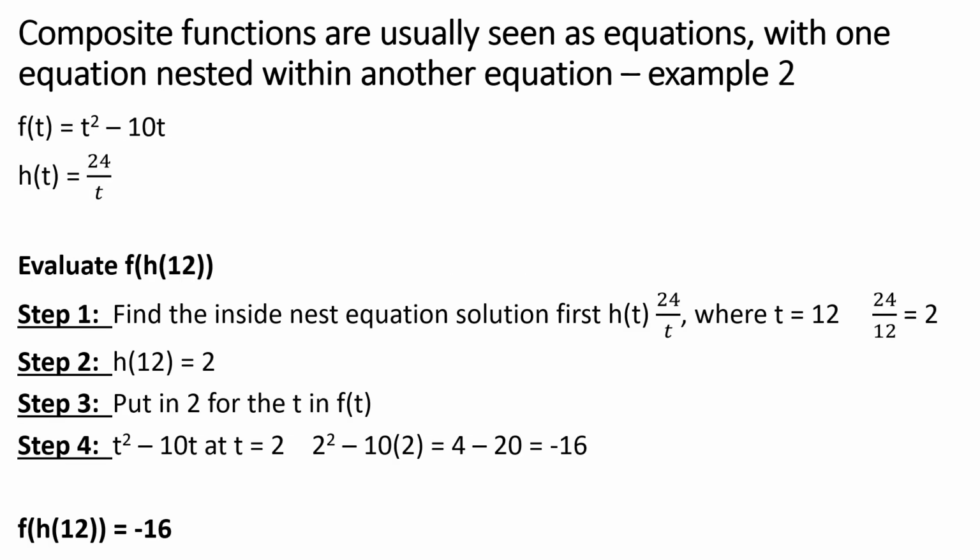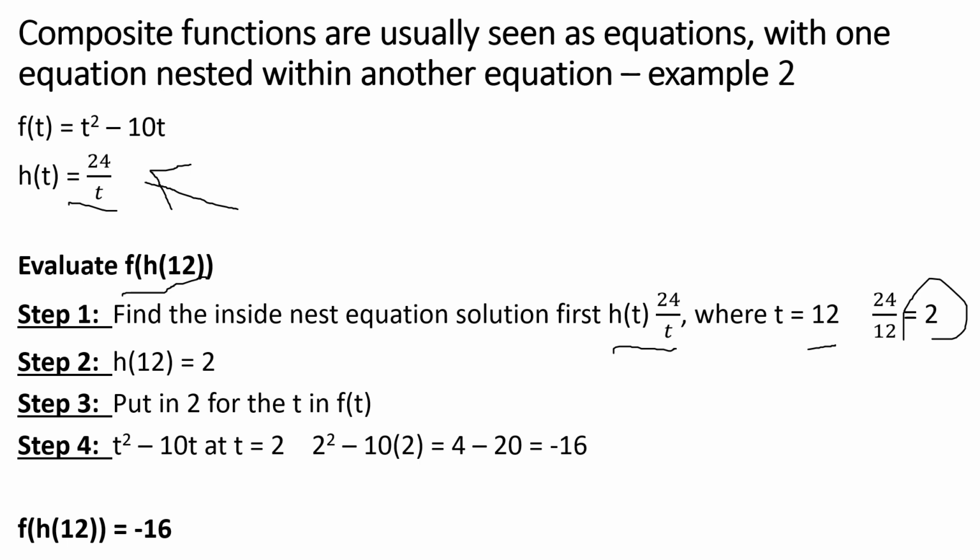Here's another one. Composite functions are usually seen with equations, and again we're doing the nested component. I'm looking for f of h of 12, which means the nested function is the h of t right here, and wherever I see a t, I'm going to put in 12. So my nested function is 24 over t. t is 12, and when I put in 24 over 12, that's 2.